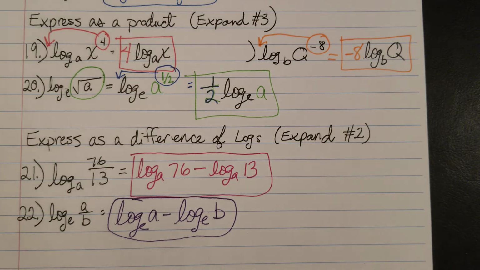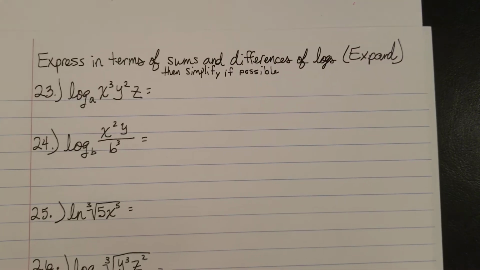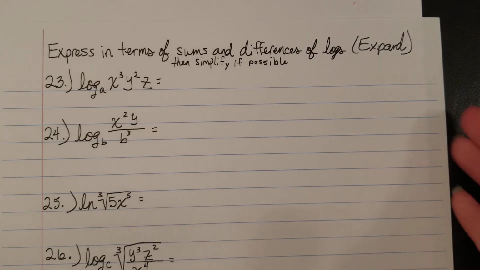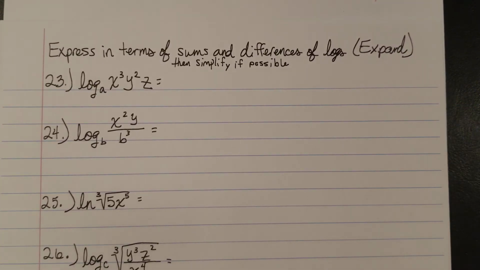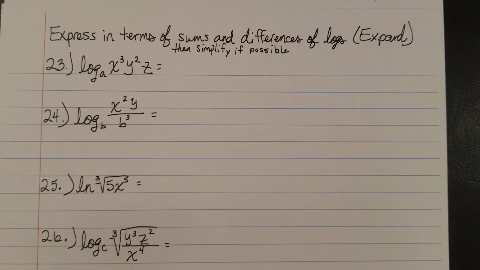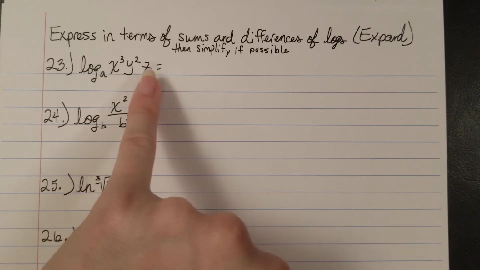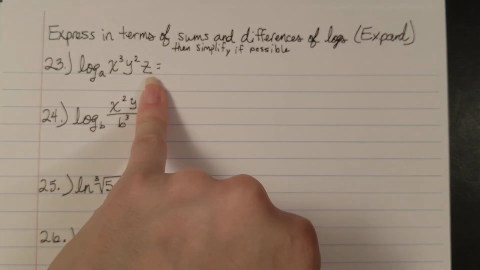All right. Next page, we're going to be using multiple properties in each of these problems. Okay, express in terms of sums and differences of logs. All right. And we're also going to move the exponents down to make them coefficients whenever possible. All right, so first we're going to use the first property. So we have basically 3 things multiplying here. So there's going to be 3 separate logs.